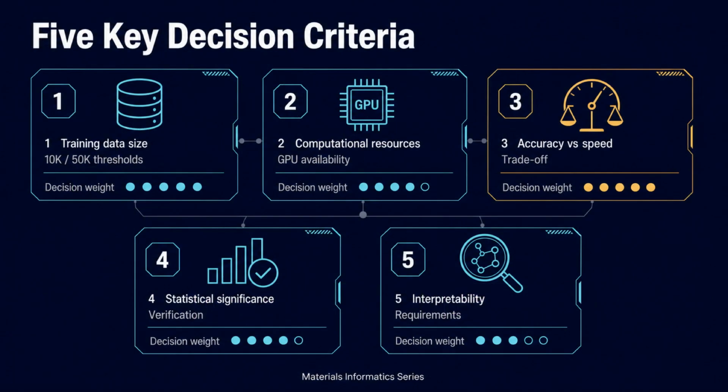The 5 key decision criteria are: first, evaluate training data size relative to the 10,000 and 50,000 thresholds. Second, confirm computational resources, especially GPU availability. Third, assess the accuracy versus speed trade-off for your use case. Fourth, verify statistical significance with proper testing. Fifth, determine interpretability requirements based on your audience and application.